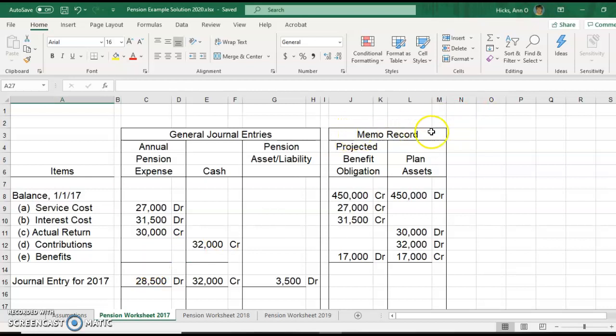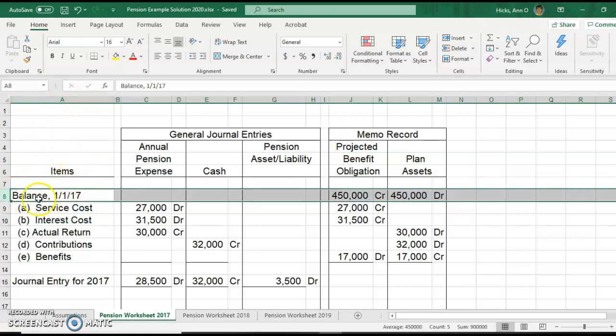Columns J through L are entitled memo record. These items are actually on the books of the benefit plan. So the projected benefit obligation, the liability the plan has to pay out to the beneficiaries, and the plan assets, the investments that are there. What we're doing here by including both sets of books, if you will, on this worksheet is relating our calculation for our journal entry to what is reflected on the plan's books.